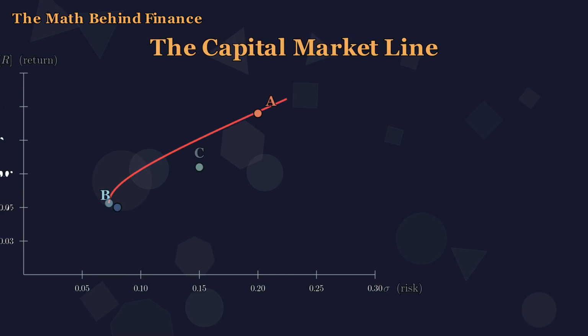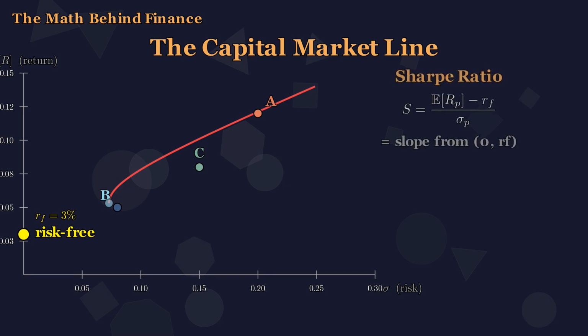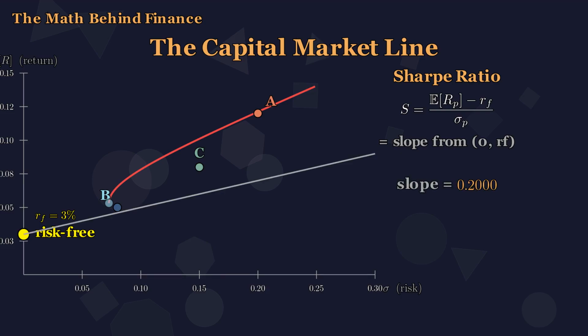Section 4 left us with a curve of infinite efficient portfolios. Now let's add one more asset to the picture. A risk-free bond paying 3%, zero risk, guaranteed return. It sits right on the y-axis. Now something strange becomes possible. You can take any fraction of your money and put it in the risk-free bond, and the rest in some risky portfolio. The result traces a straight line on the risk-return plane, starting from the risk-free point. The slope of that line has a name, the Sharpe ratio. Expected excess return divided by risk, more return per unit of risk, higher slope, better portfolio.